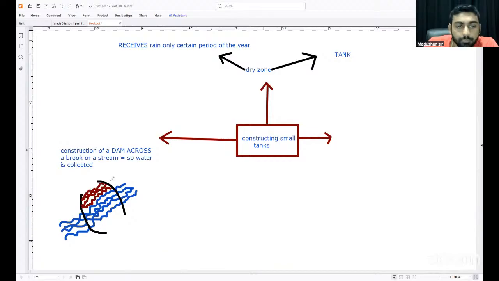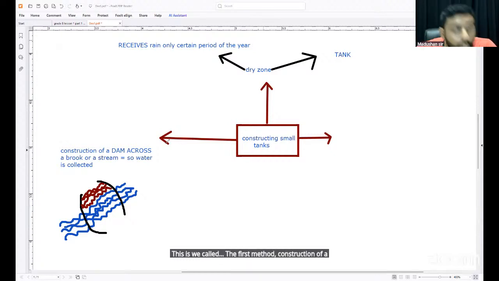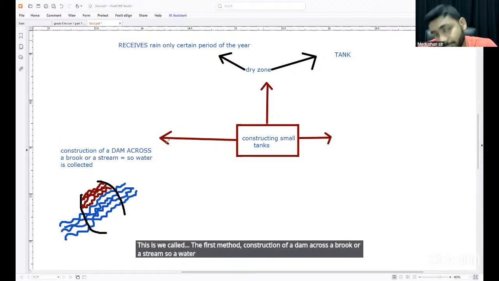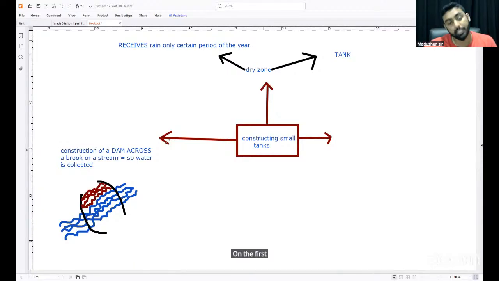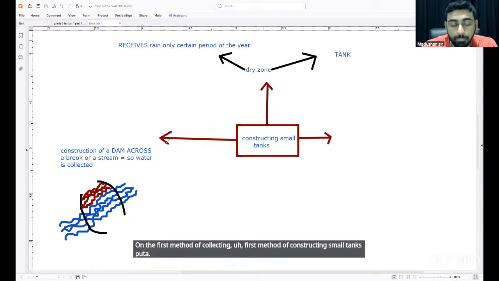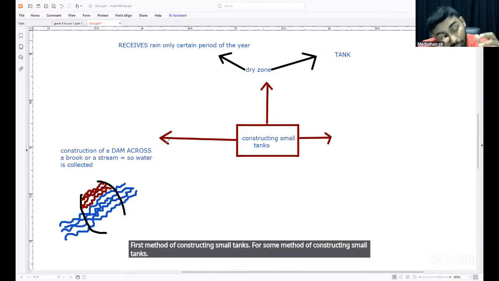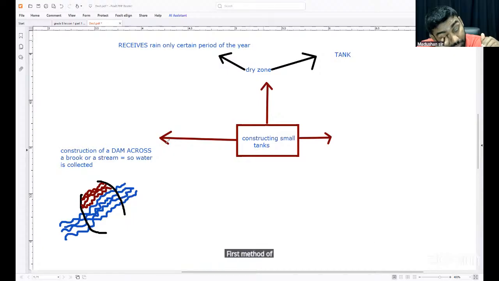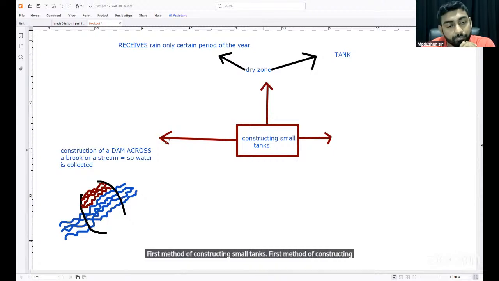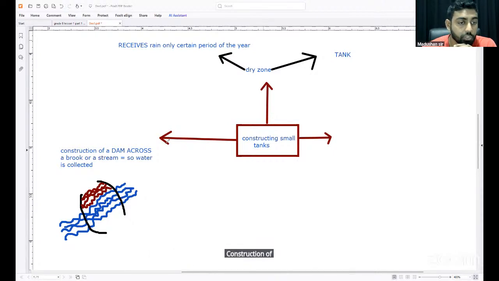This is what we call the first method: construction of a dam across a brook or a stream so water is collected. The first method of constructing small tanks, Buddha.